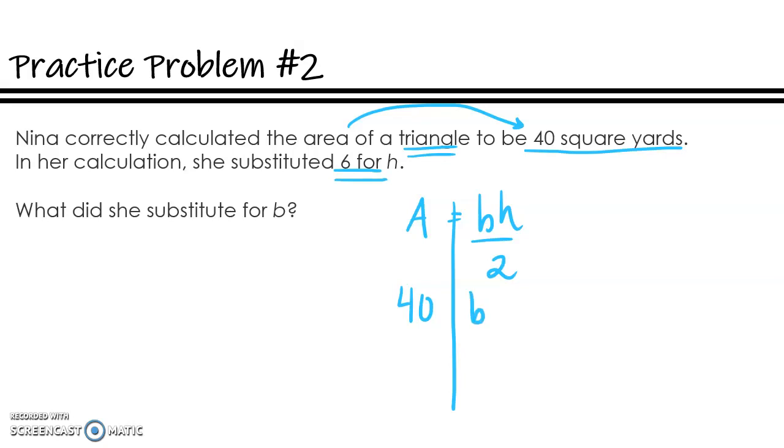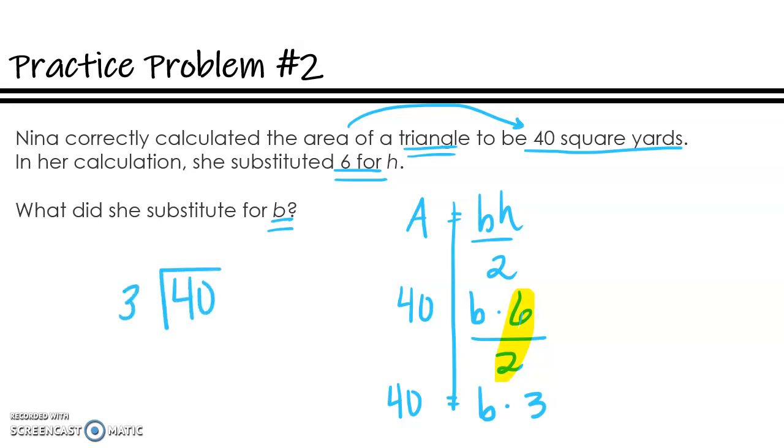So this time we don't know the base, but we do know, and these kind of look alike, so make sure you know this is b and this is 6, that the height is going to be 6. What did she substitute for b? So that's what we're looking for. I'm first going to divide here. And so b times 3 equals 40. So what does b have to be? So I'm going to take 40 divided by 3.